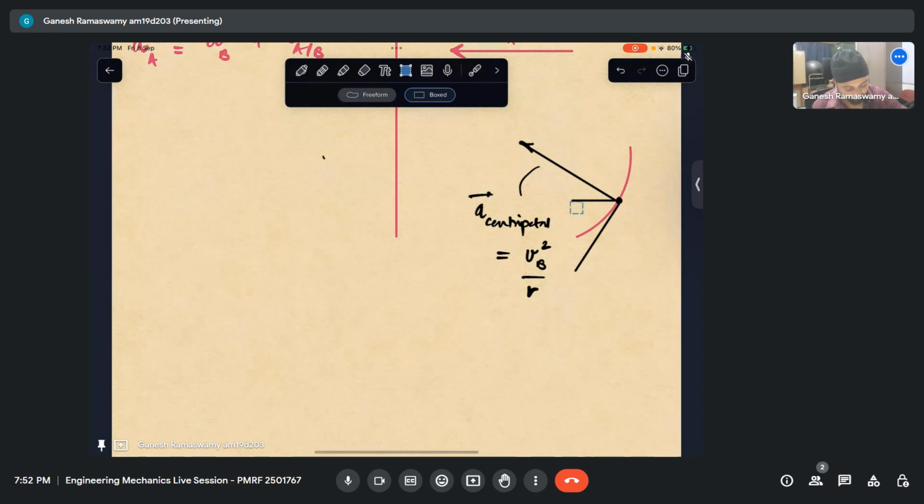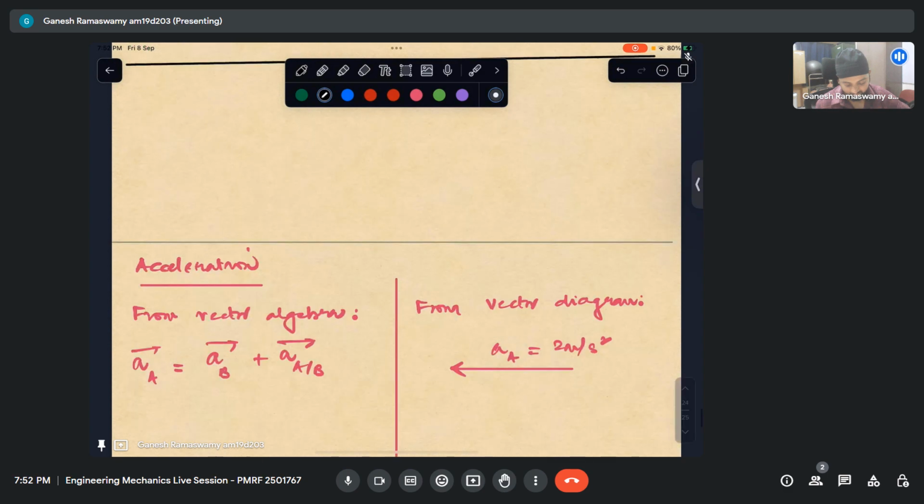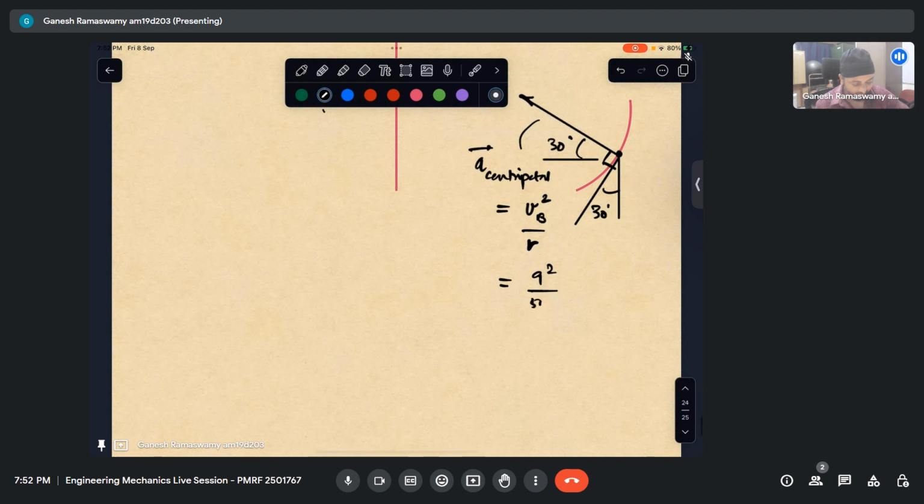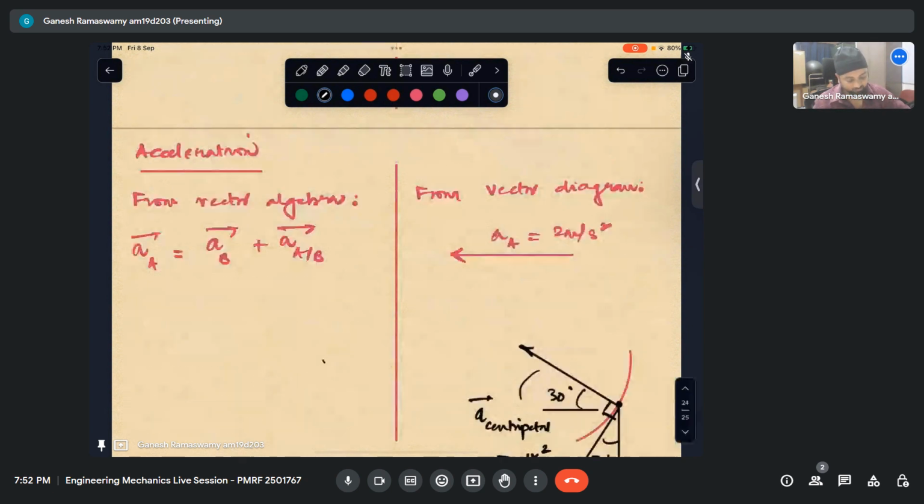So this is 90 degrees. And I know that this angle is 30 degrees, so I can make out that this angle is also 30 degrees. Which is equal to VB squared by R. What is R here? It is 500. So it is 9 squared by 500, which is equal to 81 by 500, which is 0.162. So from here I can see that this is 2.